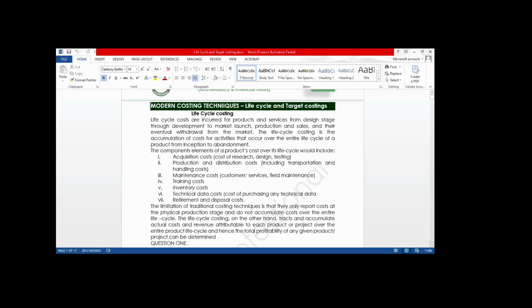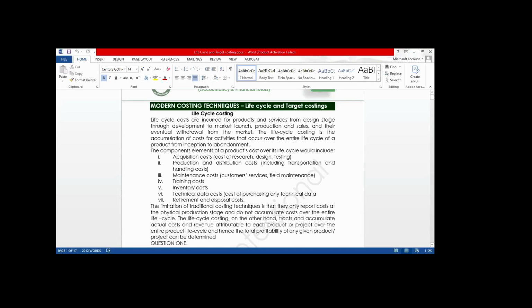But before the actual production, the company has been incurring costs on these products. This is what life cycle is saying, that it will be wrong. It will be inadequate. It is not adequate to start recording costs at physical manufacture stage. That means some costs are not accounted for.